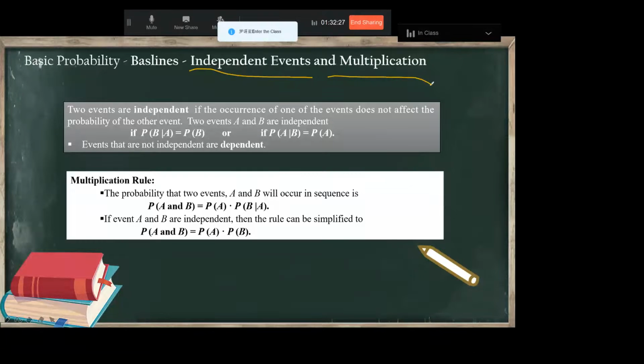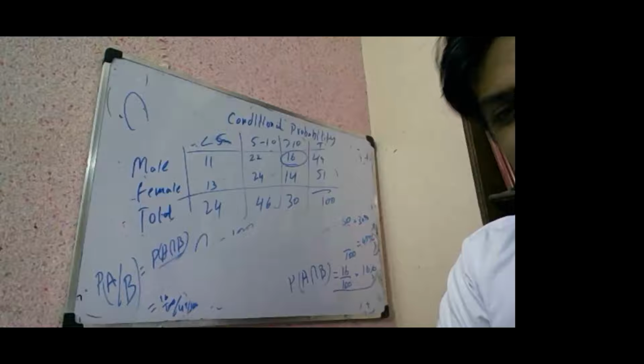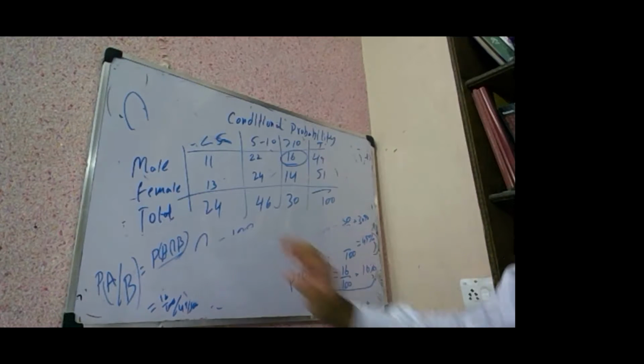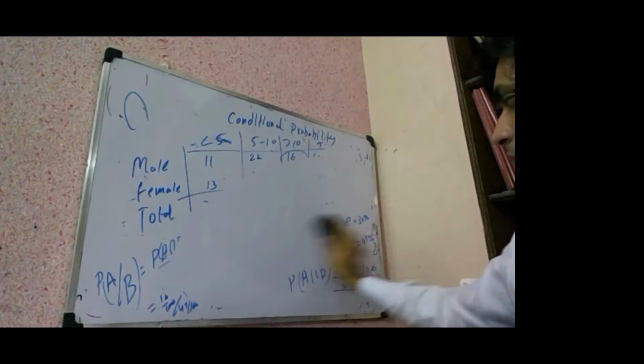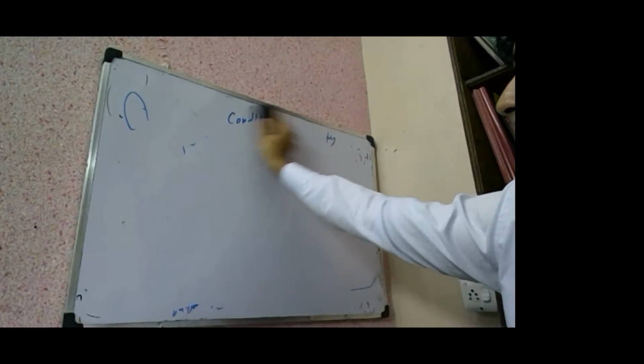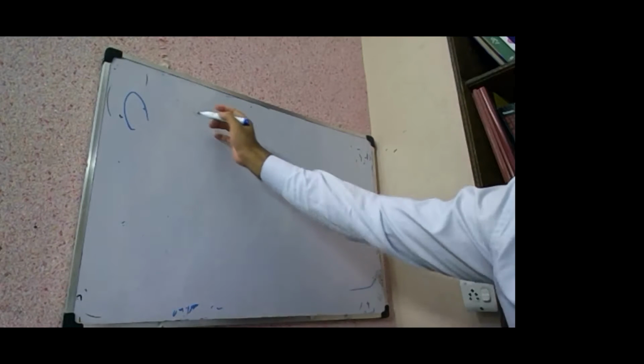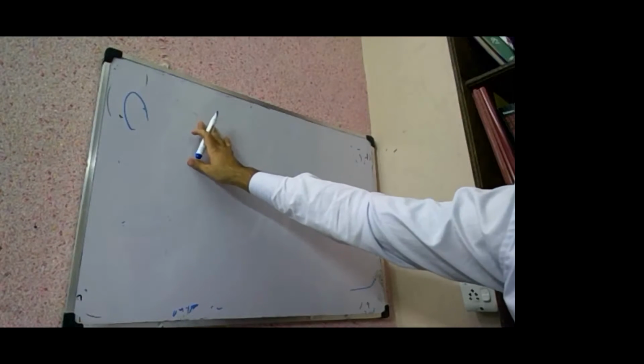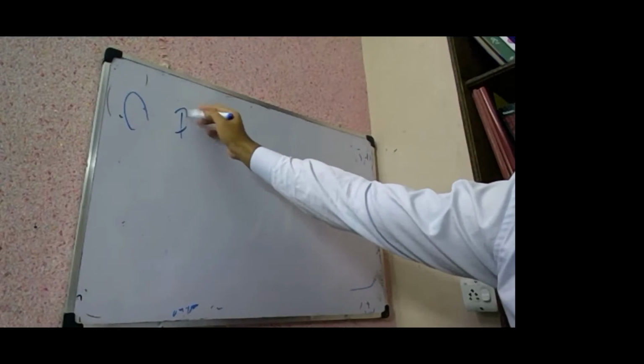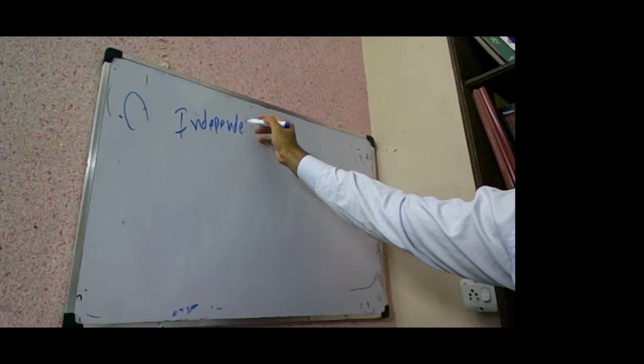What does it mean? Let me show you through the whiteboard. So let's talk about independent first. Independent means they have nothing common. They have nothing to do with each other. They're two different events. So remember, in the multiplication rule, let's first talk about independent.